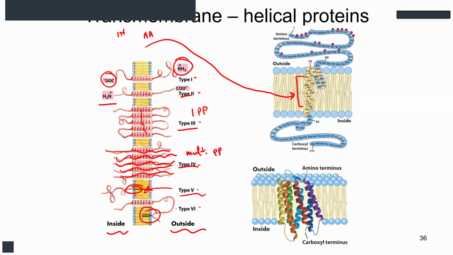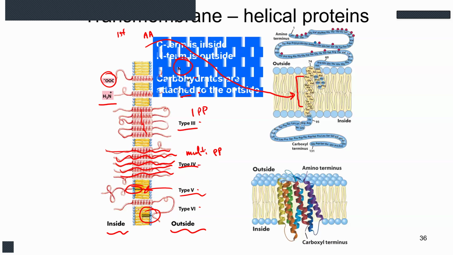This was type 5. The type 6 has a part of it inserted into the membrane, but it's also got a lipid linkage. Now, those are the things that I want you to know from this slide.